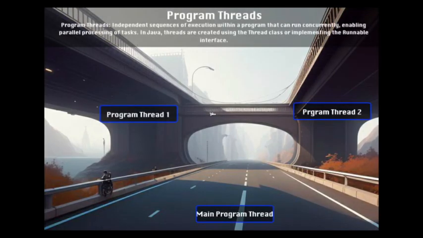Program threads: independent sequences of execution within a program that can run concurrently, enabling parallel processing of tasks. In Java, threads are created using the Thread class or implementing the Runnable interface.